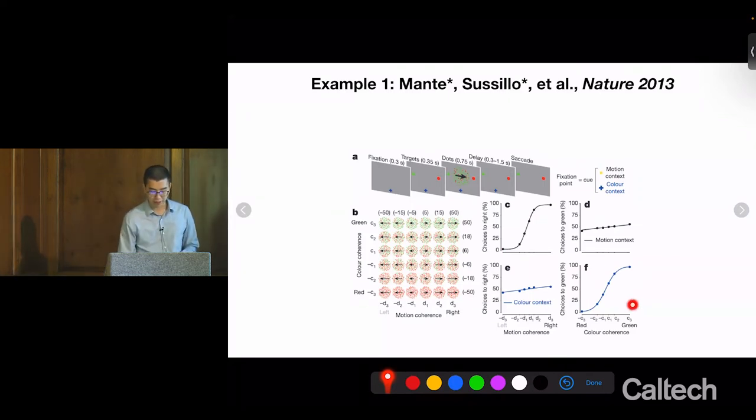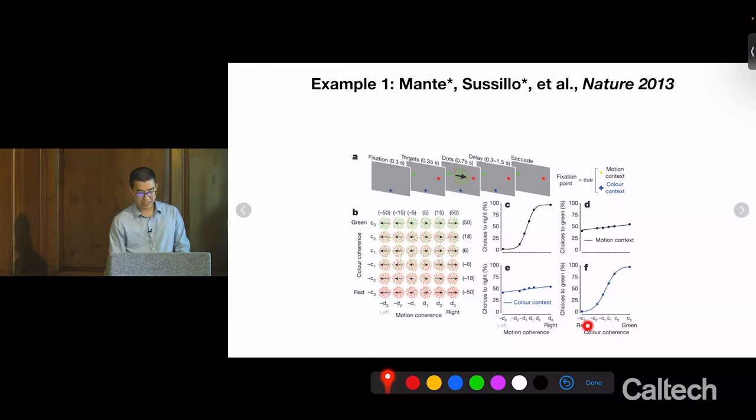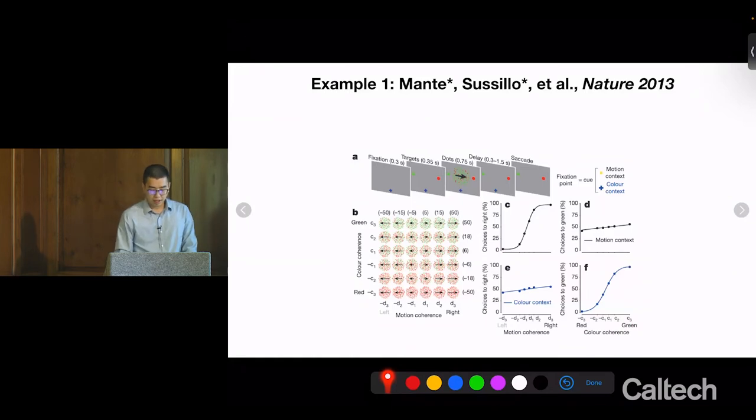If you focus on the bottom right panel here, now color coherence is on the x-axis and the y-axis is choices to green, and you can see the behavior is as expected. When the color coherence is green, the monkey will make a reach to the green target. On the other hand, when you're in the motion context, which is panels C and D.